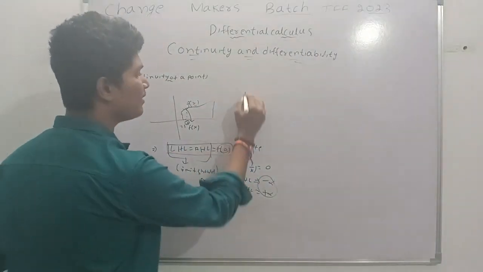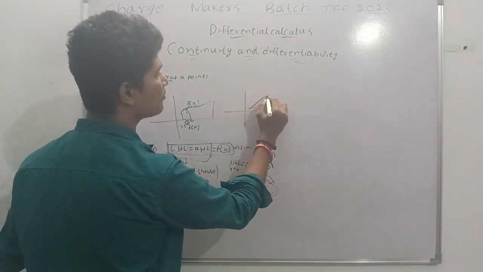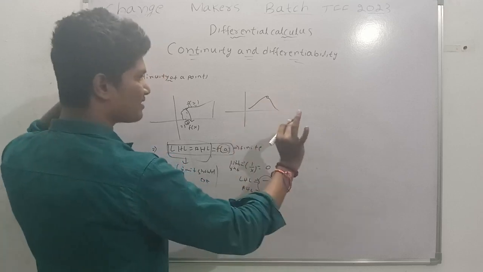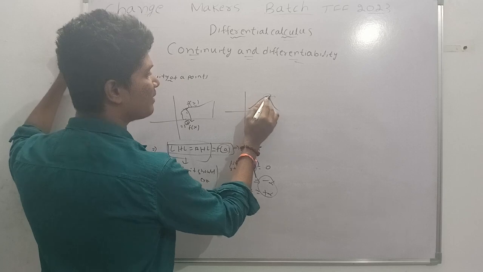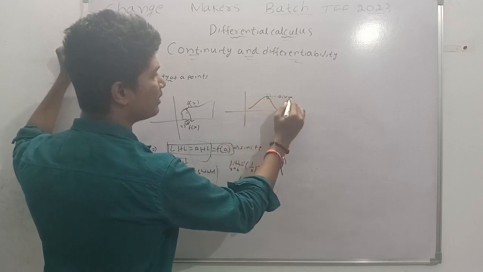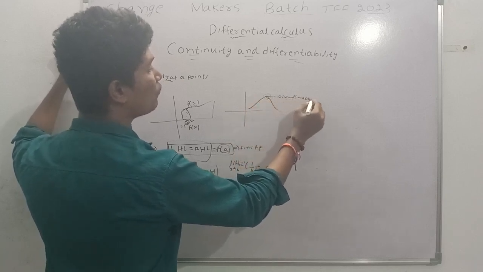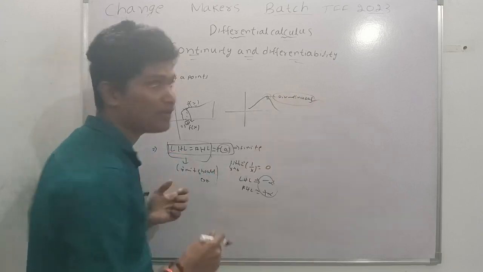Basically, suppose the graph is like this. If you see this point, it is an open circle, which means the graph is broken here. This is discontinuous here. So what are the things you can infer from this?